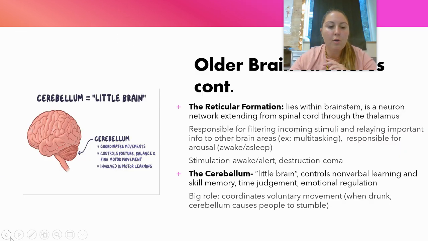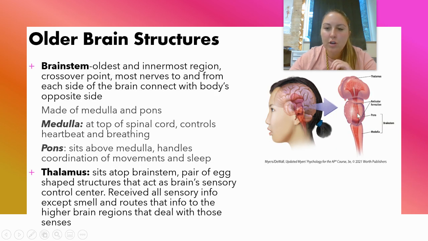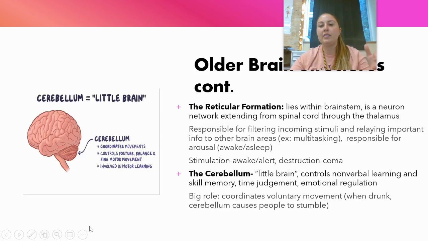Okay, now if you go back, if we see right here, this structure inside, this is what we call the reticular formation. And the reticular formation basically is a neural network that forms kind of like a net. And what it does is it allows us to multitask. So if you've been multitasking at all today, it's due to your reticular formation. It's also responsible for arousal. So it kind of helps us to wake up or fall asleep.